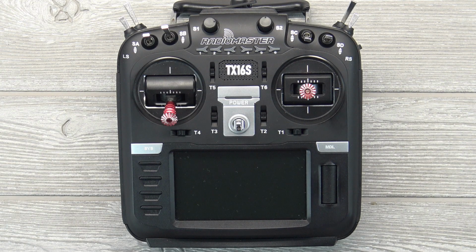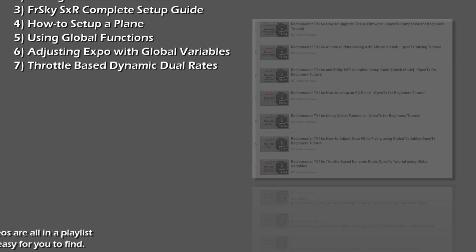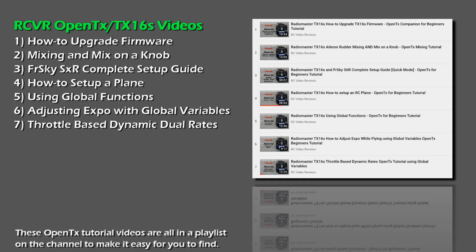Well, so far on the channel we've gone through about 7 different tutorials on the Radiomaster TX16s, in no particular order. We've covered plane setup, we've done mixes, global variables, dynamic dual rates, global functions, setting up FrSky S6R and S8R receivers, and the last one I did was how to update the firmware.